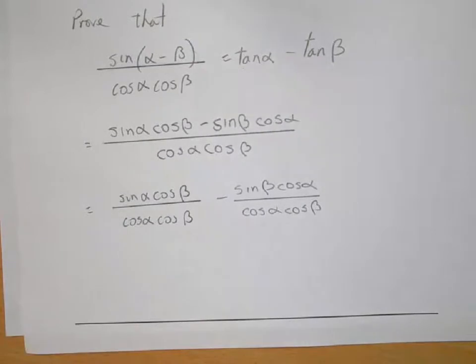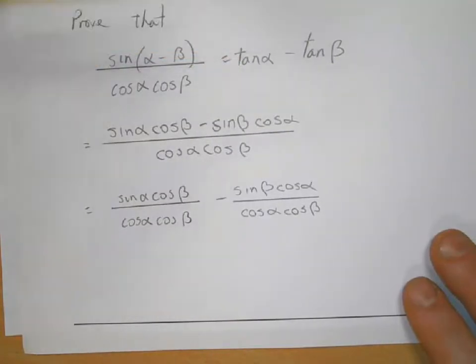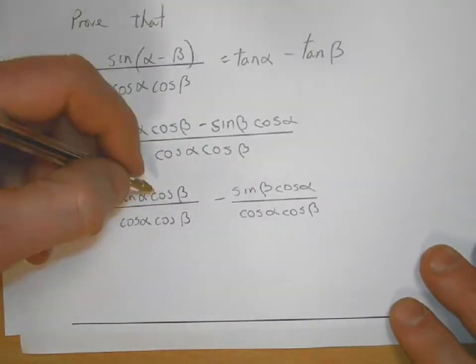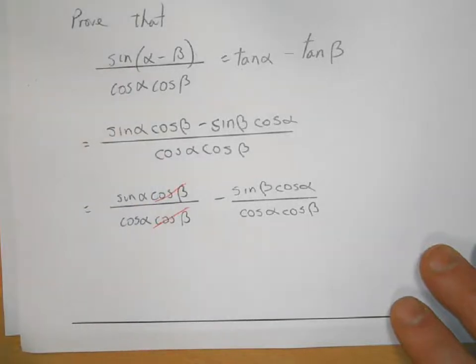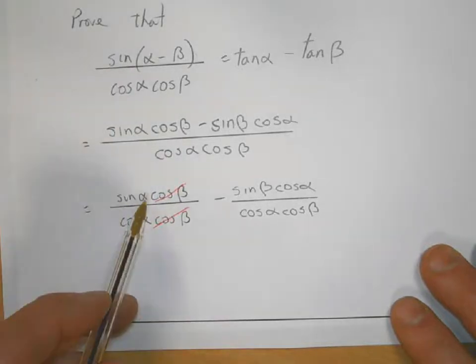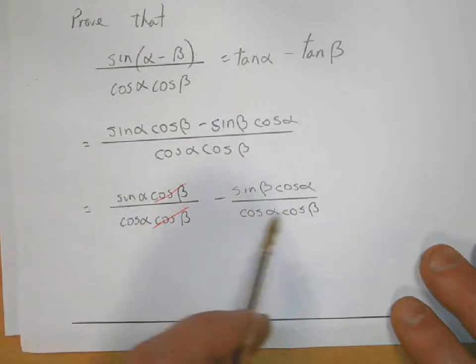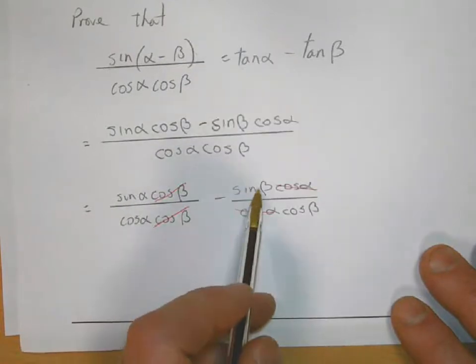Okay, still looking like the right-hand side, which has got tan alpha and tan beta, but if we look at these two separate fractions, we've got terms on the top and on the bottom that are the same, which can cancel. So you're left with sine alpha over cos alpha. And the same over here, we've got a cos alpha here, and this cos alpha will cancel as well. So you're left with sine beta over cos beta.